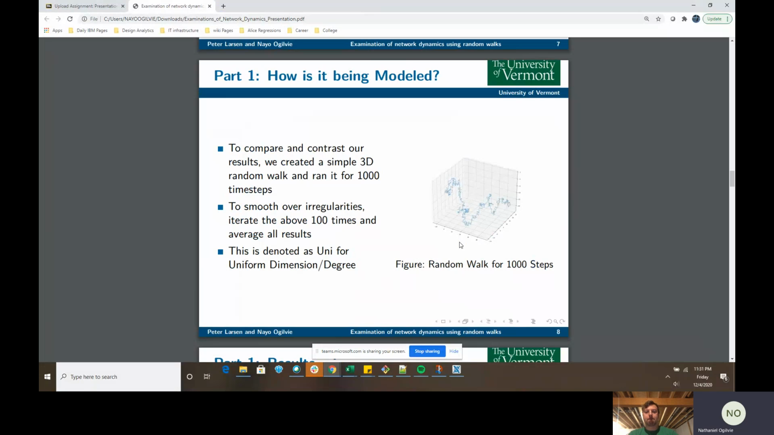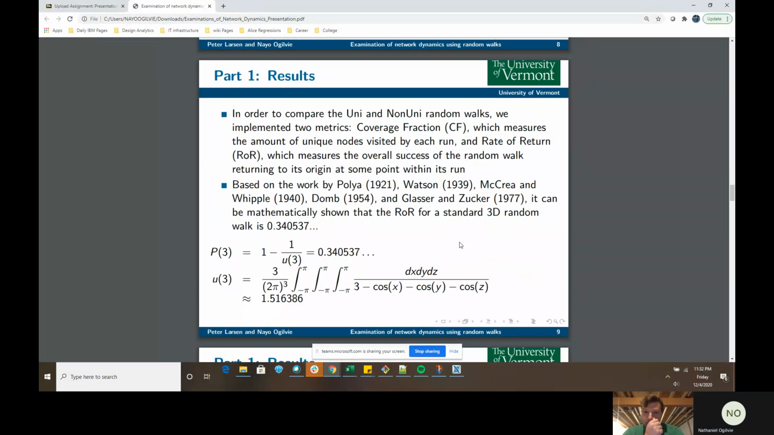So to compare that to our standard 3D random walk, we had just a standard XYZ coordinate plane where we mapped out stepping in a direction 1,000 different times. And once again, to smooth over irregularities, we performed that task 100 times and averaged all results. In this case, we denoted this as our uniform dimensional degree, which you'll see later in the results. So Peter's going to take over for results.